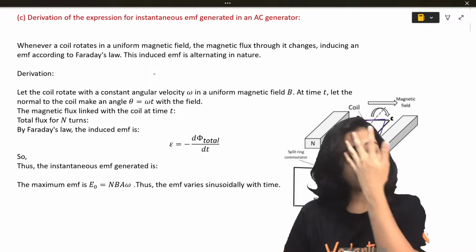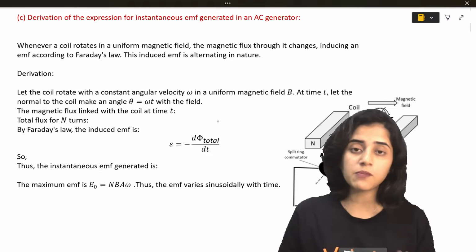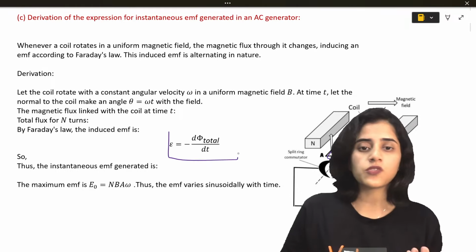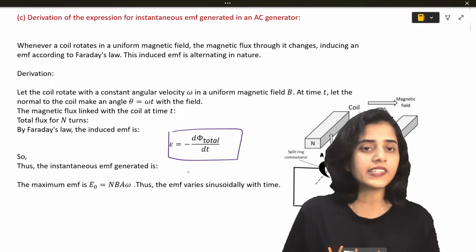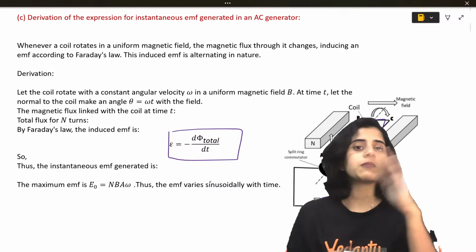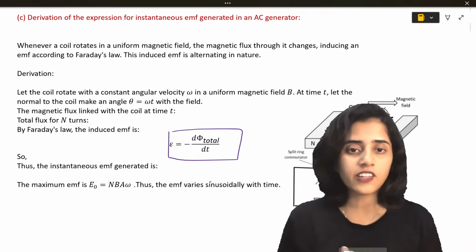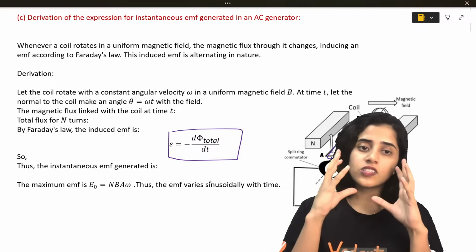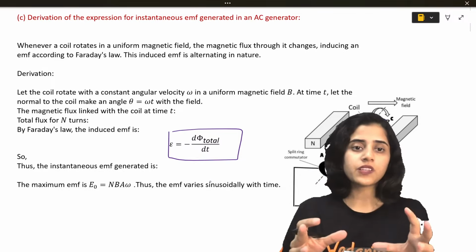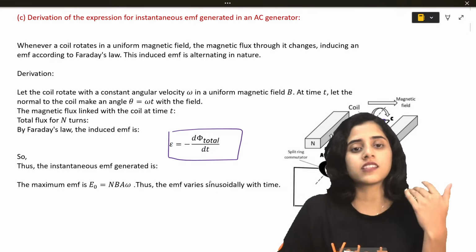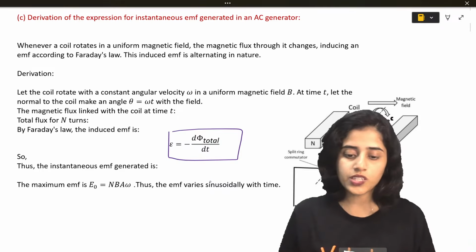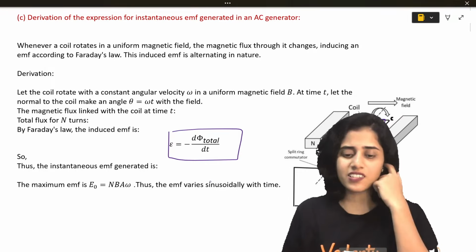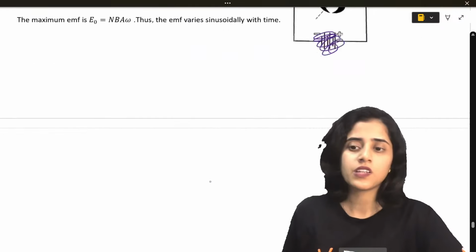Now derive an expression for instantaneous EMF generated in an AC generator. How will you do that? You just have to do d phi total by dt. Imagine the coil rotates with a constant angular velocity omega in a uniform magnetic field B, and at time t, the normal to the coil will make an angle theta, which is omega t. Everything else is written here. You can just go through this.